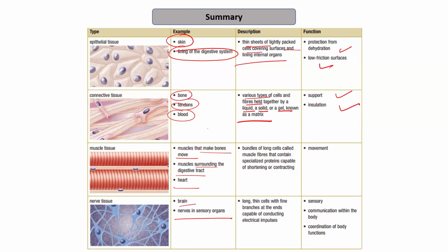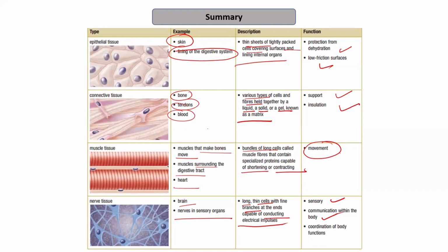Muscle cells are of different types. They may be bundles of long cells called muscle fibers, and they are capable of shortening and contracting. They have the capability to contract and relax. It helps in movement. The nervous tissues are long, thin cells with fine branches at the ends that are capable of conducting electrical impulses. They are sensory in nature. They help in maintaining the communication within the body, and they help in the coordination of body functions.